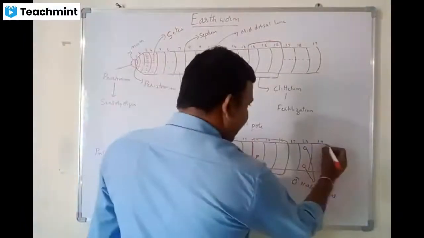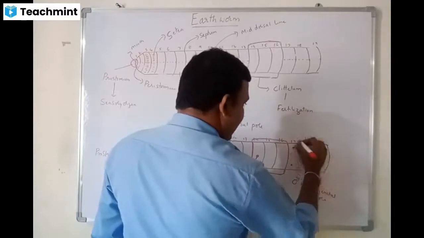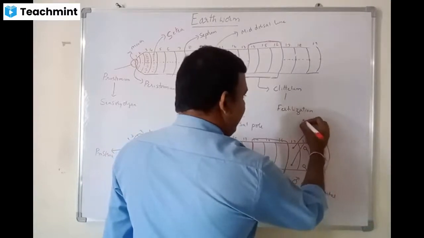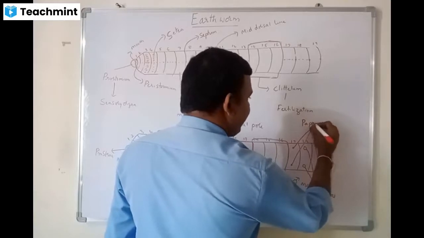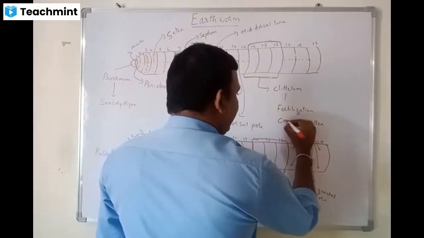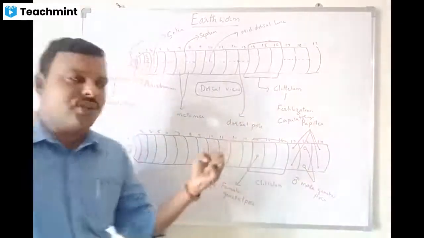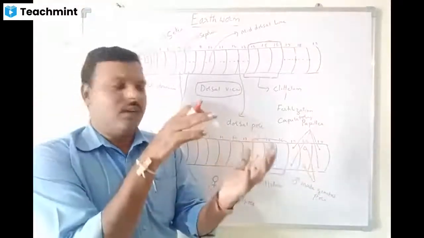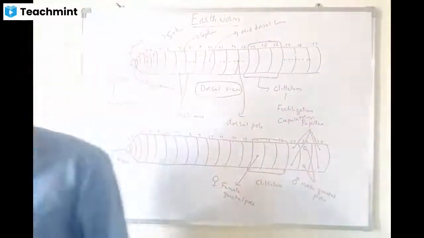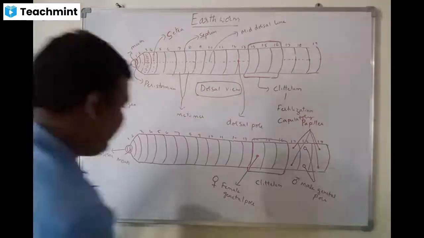In the 17th and 19th segments, there are extensions which are called papillae, also called copulatory papillae. They are cushion-like structures. They are helpful for sticking with another earthworm when they are undergoing sexual intercourse. So this is the ventral view.